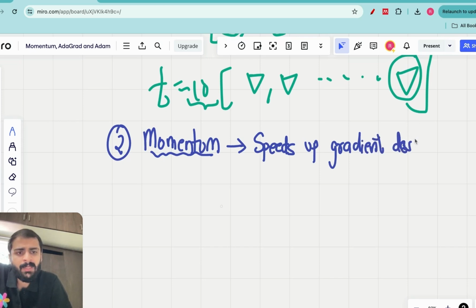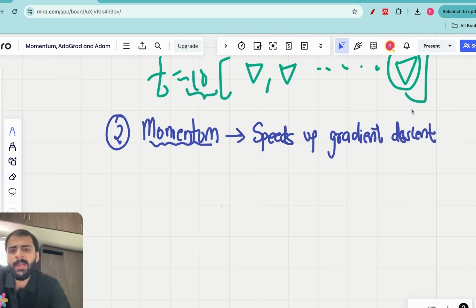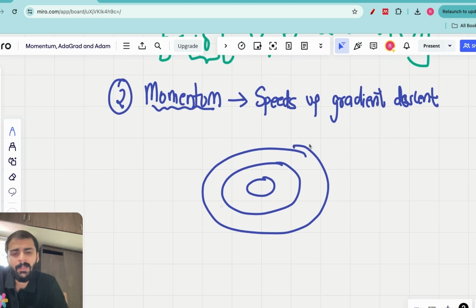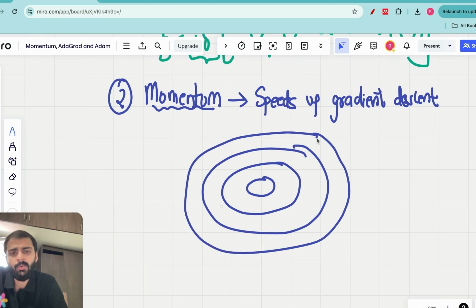So to motivate the momentum, let us look at this particular example. Let us say this is our loss function which we want to minimize, and let's say this is the local optima, which is O. So point O is the local optima. We want to reach this particular point during gradient descent.